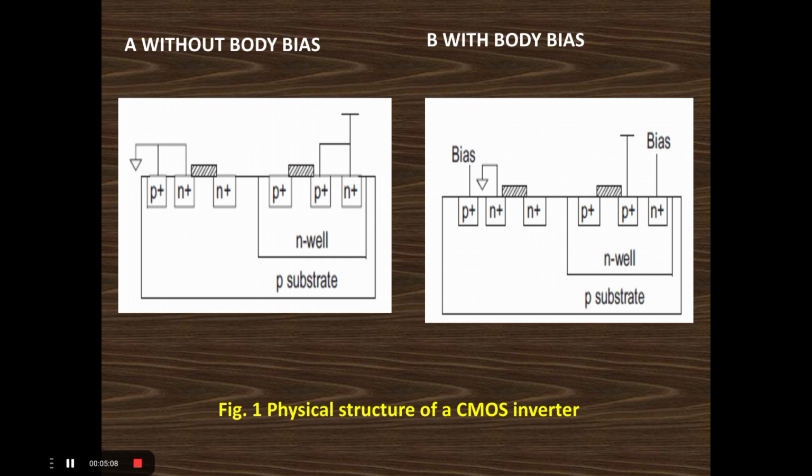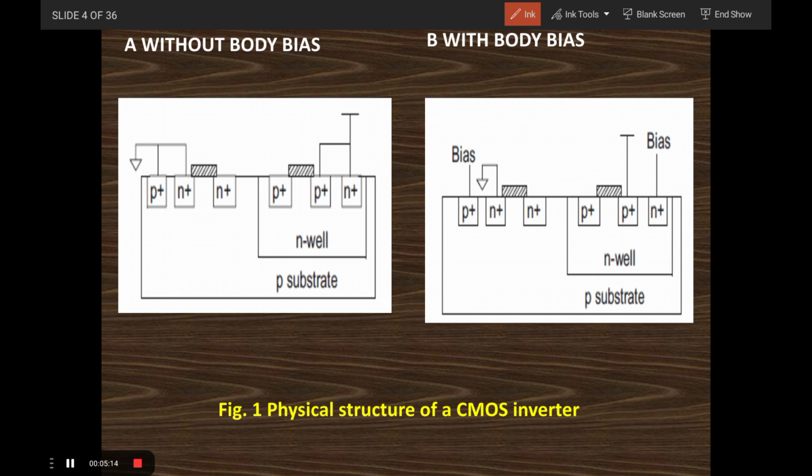So this is nothing but a body bias. This is a general structure of the CMOS circuit. Generally, a CMOS circuit consists of two parts: one is a PMOS circuit and the second one is an NMOS circuit. Let us see, generally this is the initial scenario.